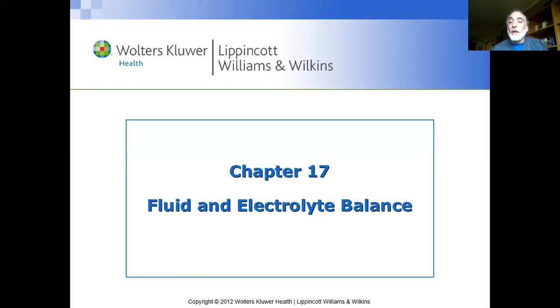Let's get going. Fluid and electrolyte balance. We are an amazing machine. We have electrical control and electrolytes. We'll get into that here in just a little bit. And fluid. Lots and lots of water within our cells and outside our cells that allows our cells to function and carry on these weird little processes that we call life.